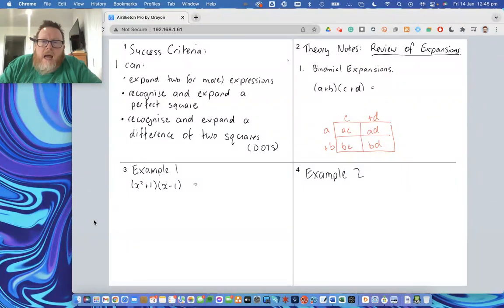Its bonuses are that it's a really clear visual way of seeing the different parts of the expansion that you need to put together. The second bonus is that when we do something a little bit later in this unit called polynomial factorization, or polynomial division specifically, then this method is really useful to do in reverse.